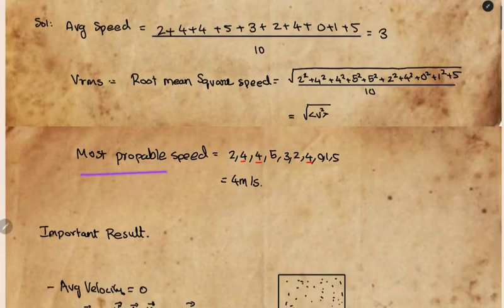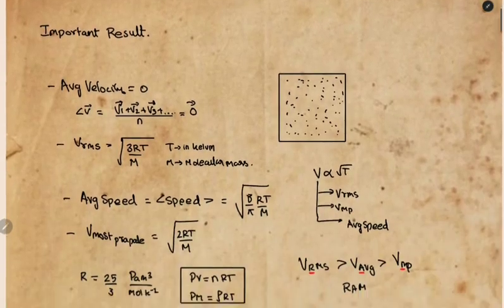Fine, and what is most probable speed? Most probable speed is simply the speed which is repeated the most. So in this case the most probable speed will be 4 because it is repeated the most.